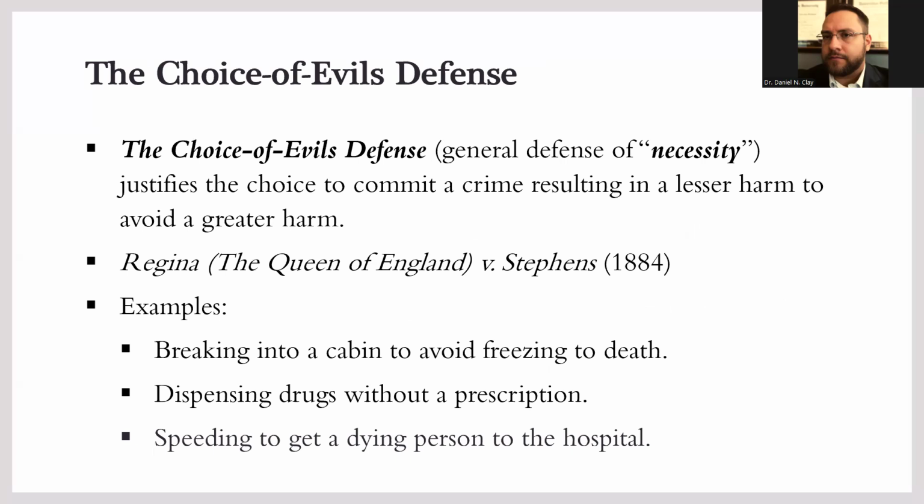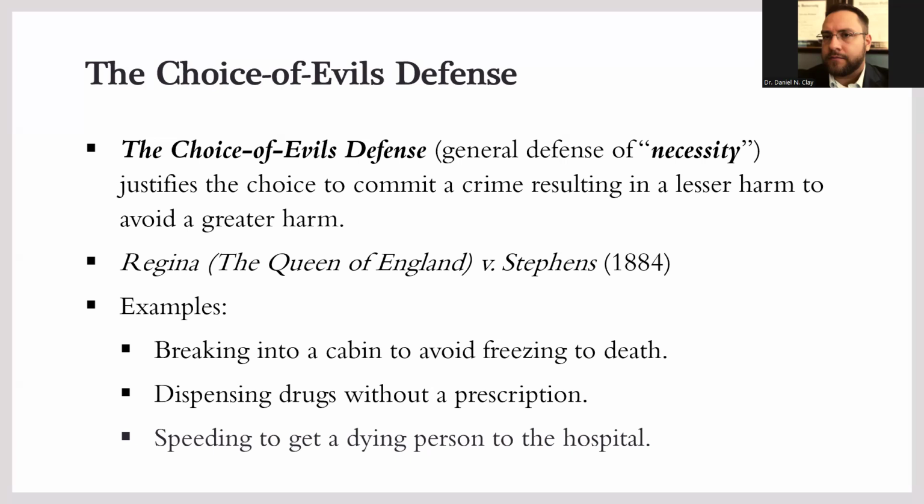Basically you're presented with two really bad choices. You can either do the quote unquote crime, and if you don't do the crime, something really bad is going to happen, or you do the crime and something kind of bad is going to happen. What should you do, right? The idea is you should always choose the lesser of the harms. So it will be a little quicker if I give you some examples.